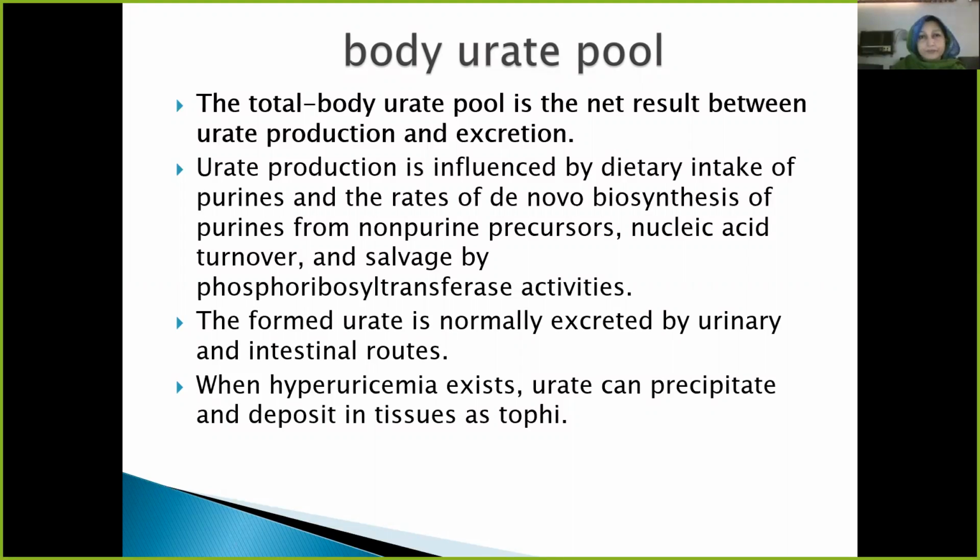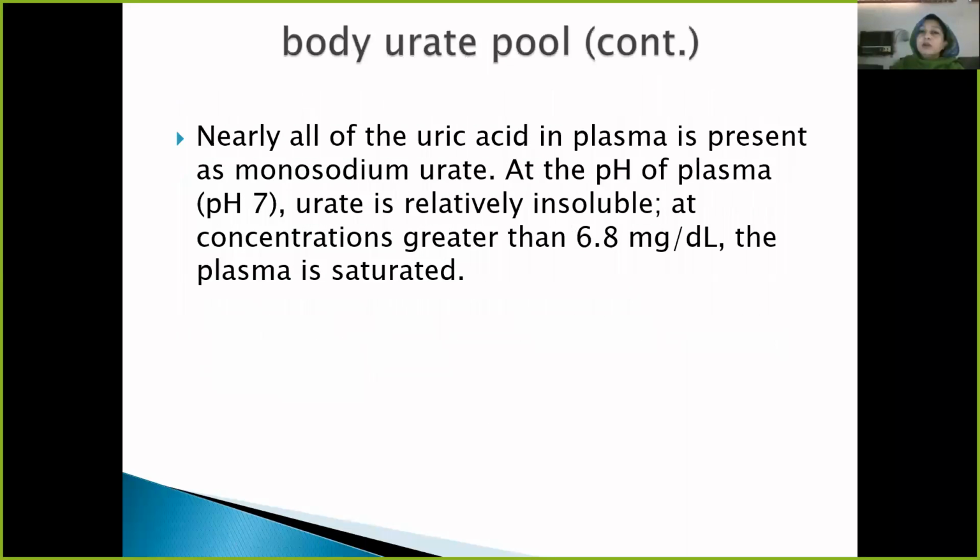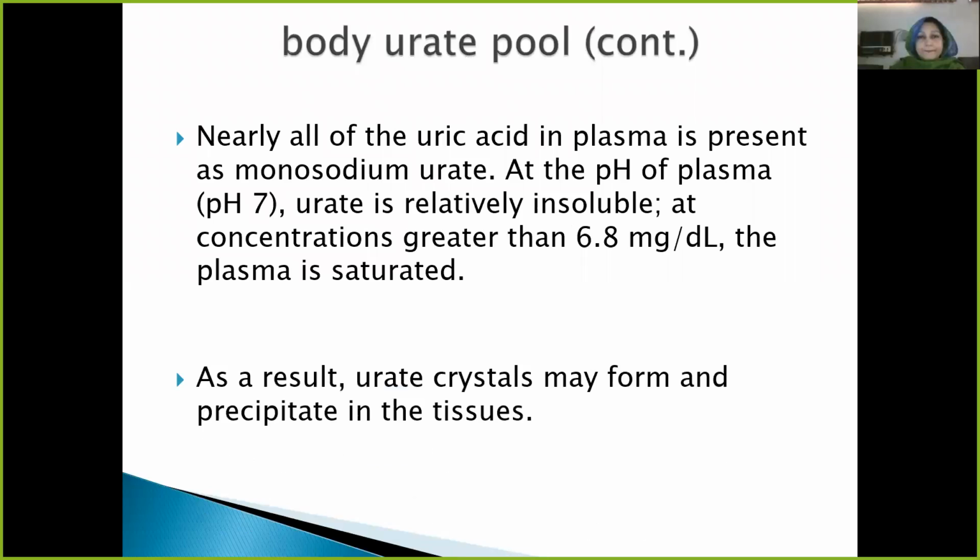Nearly all of the uric acid in plasma is present as monosodium urate. At the pH of plasma, that is 7, urate is relatively insoluble. At concentrations greater than 6.8 milligrams per deciliter, the plasma is saturated. As a result, urate crystals may form and precipitate in the tissues. In acidic urine, uric acid is the predominant species and uric acid crystals may form.